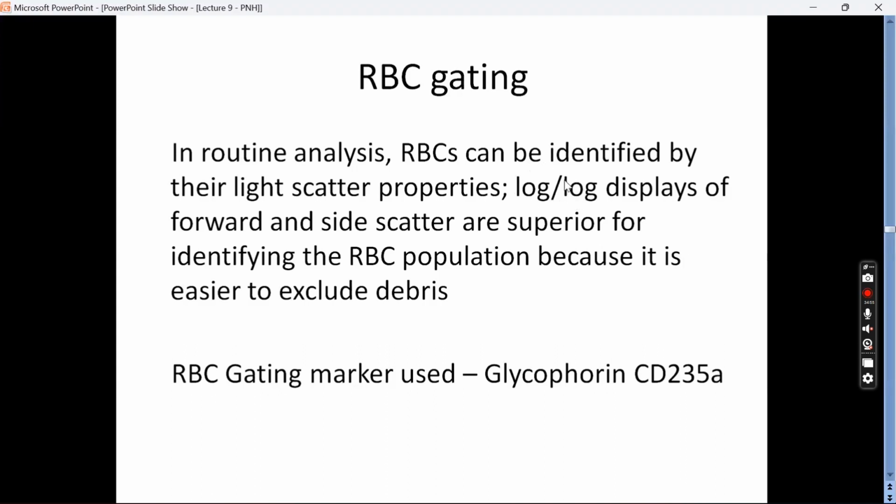Once you find the RBCs with the scatter properties, you need to refine that RBC population, and you need a gating marker to take only the RBCs and eliminate all other non-specific populations. So we use the gating marker CD235A, otherwise called glycophorin. After selecting the RBCs from forward scatter and side scatter, I put that population in side scatter versus CD235A and take up only the population expressing CD235A for further analysis. I will eliminate all the population which is negative for CD235A. So that is the gating marker here.